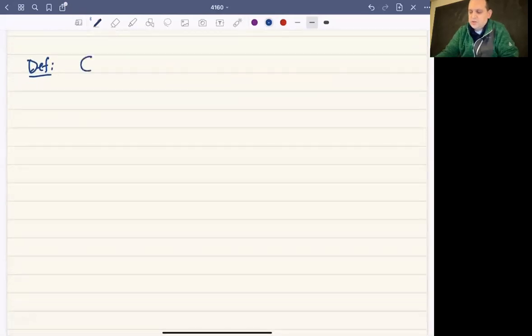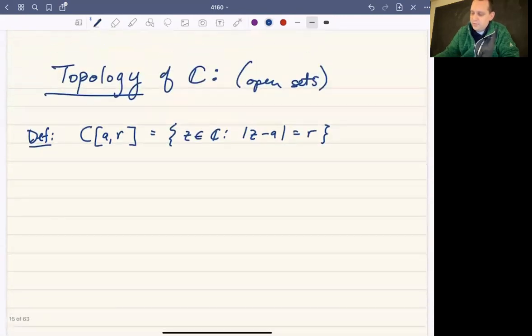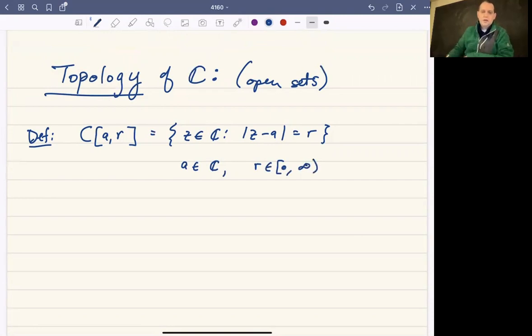Before we even get to talking about open sets, I want to introduce the following terminology or definitions here. A circle of radius r centered at the complex number A is a set where this is going to be the set of all the complex numbers Z, where the modulus of Z minus A is equal to R. Okay, so here A is a complex number, R is a real number, and R is in fact a non-negative real number. So R is real, but in particular, it's a non-negative real number.